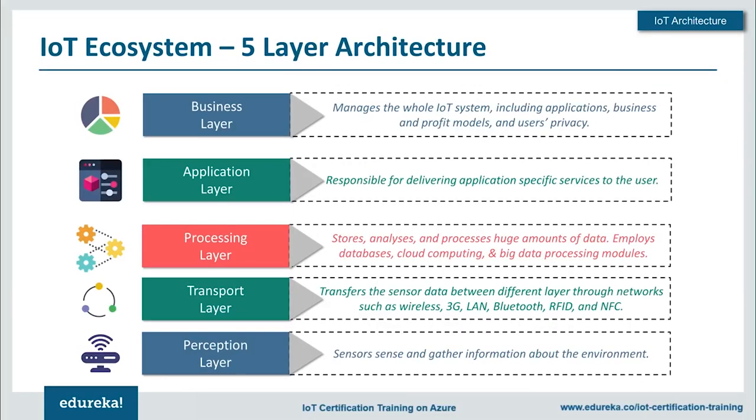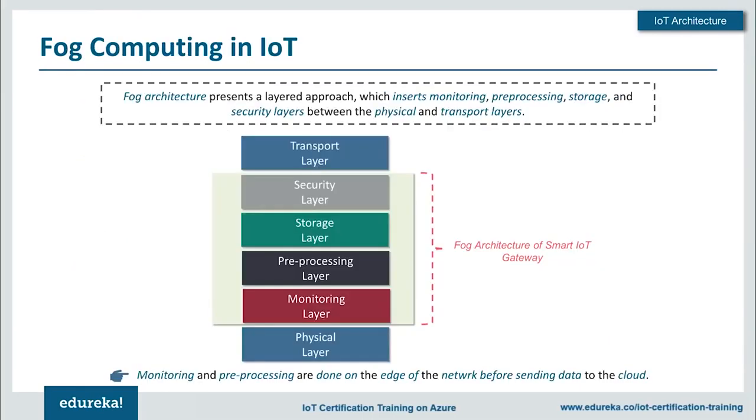Now, if you actually look, my fog mostly comes between these two layers, wherein I add four new layers for that matter. Now, again, this is used in order to make a system quite smarter or effective with respect to it. Now, between my physical layer and my transport layer, I have a monitoring layer, I have a pre-processing layer, a storage layer, and a security layer.